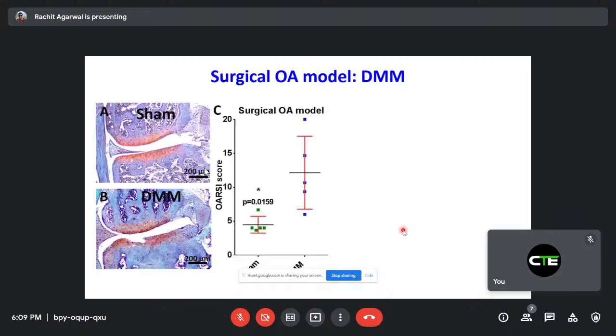What we did is we had this sham surgery, which means that we open the animal, but we do not transect any ligament. Whereas in a DMM surgery, we transect a medial meniscus ligament, and this can then be stained and quantified using the ORC score, a very standard score. The higher the ORC score, the more damage. As you can see, there is a lesion here and reduced staining of the red, which is the cartilage region.